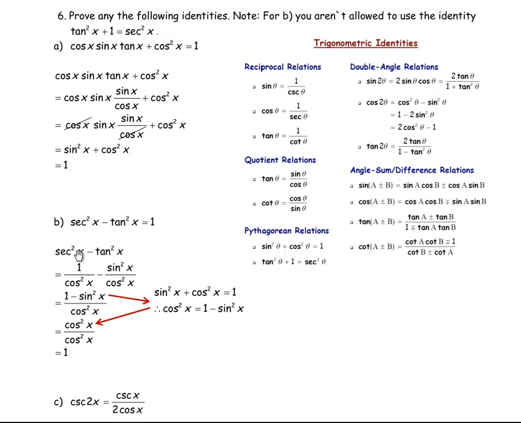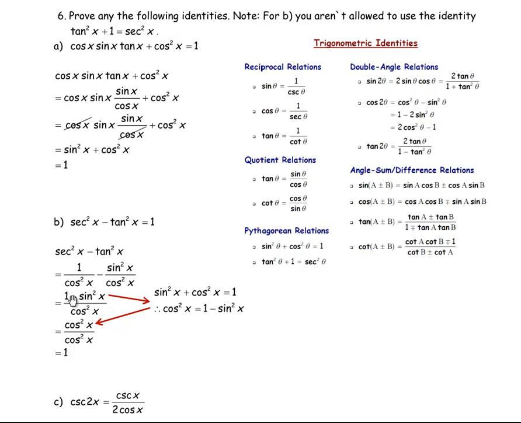So again, I would change tan. Tan is sine over cosine, so tan squared is sine squared x over cos squared x. And secant is the reciprocal of cosine, so I could change secant squared x into 1 over cos squared x. Now notice I have a common denominator, so I could write this as 1 minus sine squared x over cos squared x.